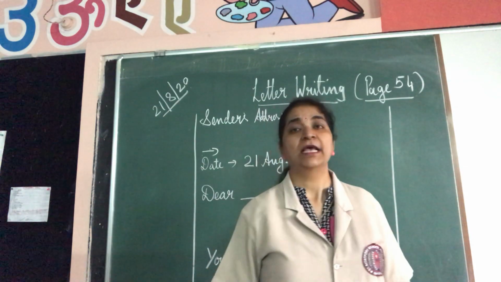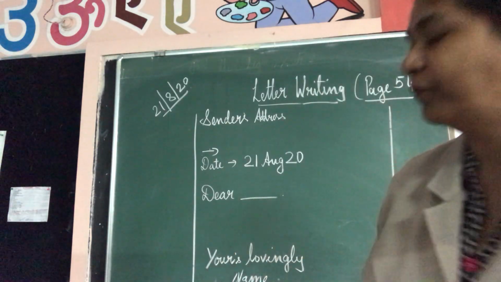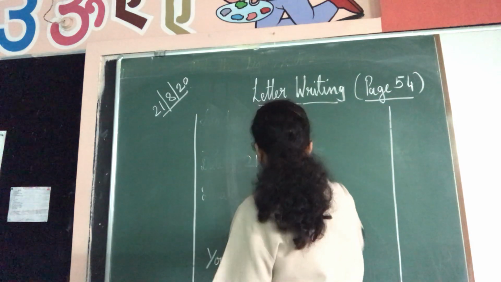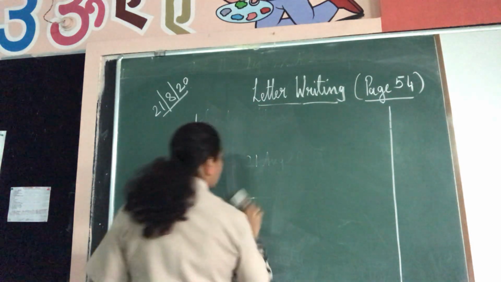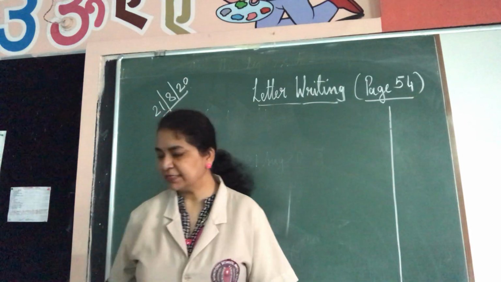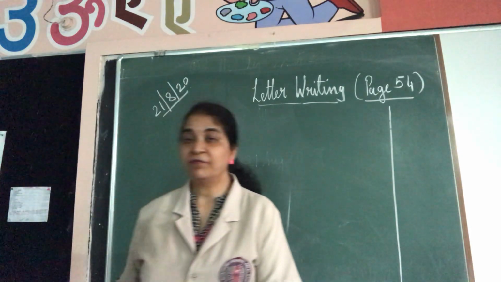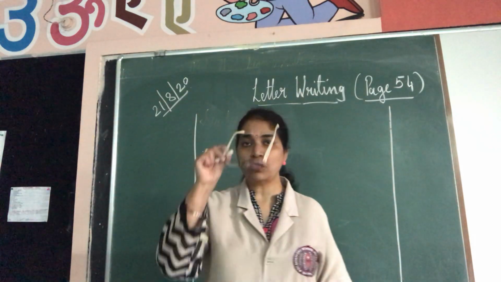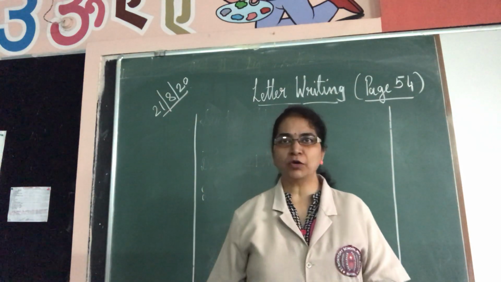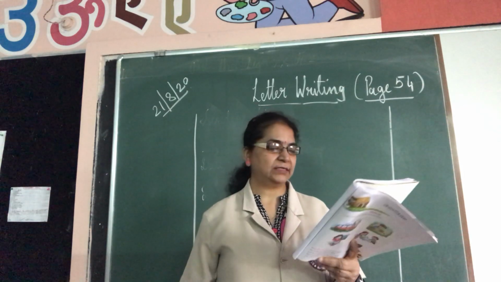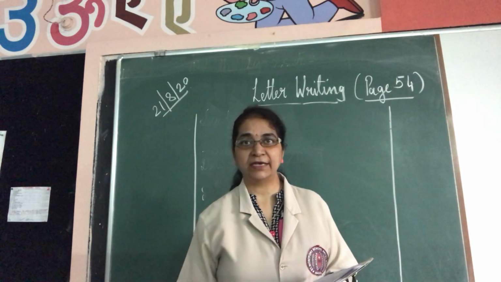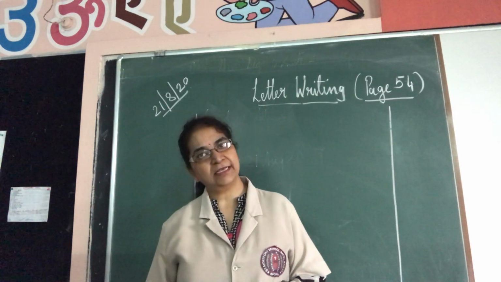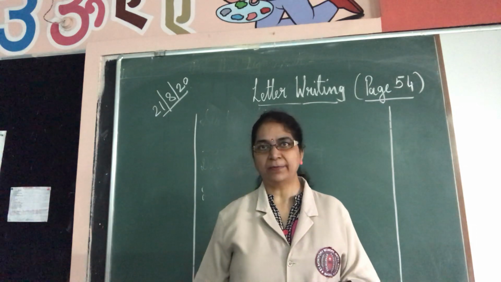Now open your books. Let us do the letter given in your book. In your book, you are given some words. First we will see those words and then we will write the letter. Everyone take out page number 54 of your semester books. See, the words given are: friend. What is a friend? Friend is your dost, aapka friend.